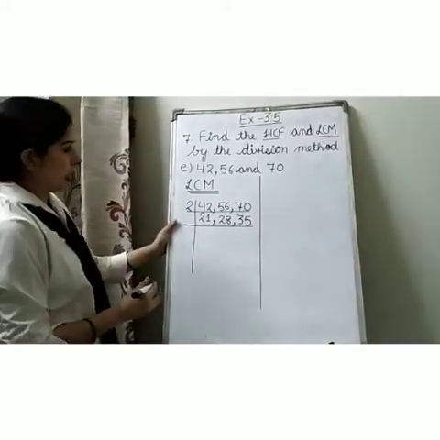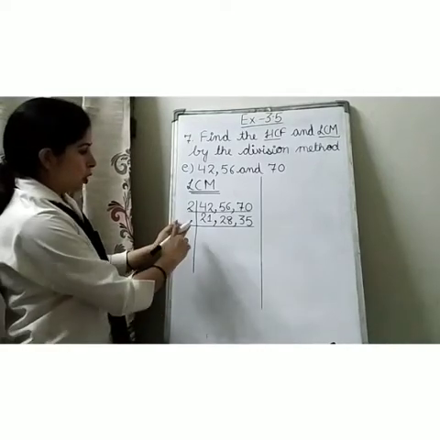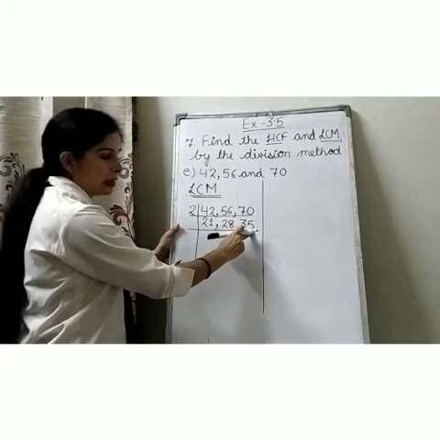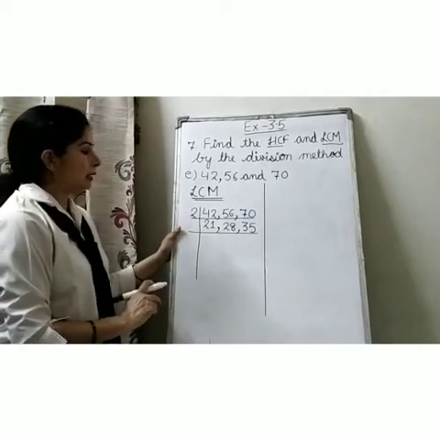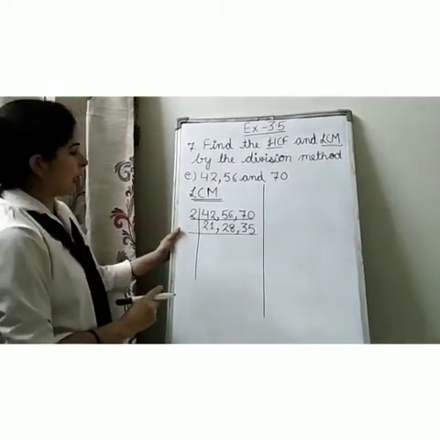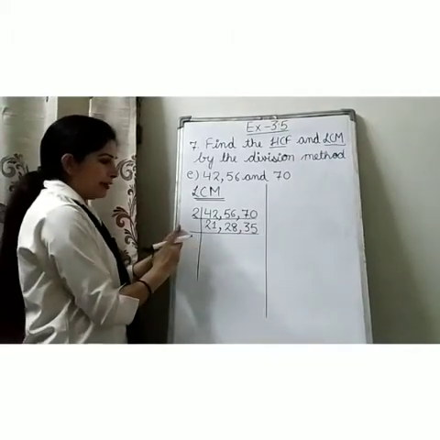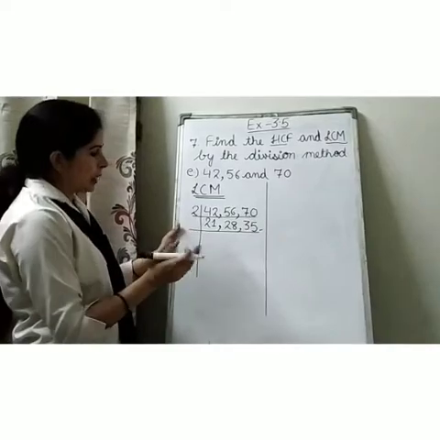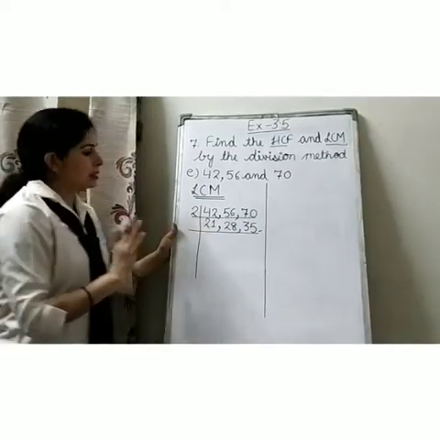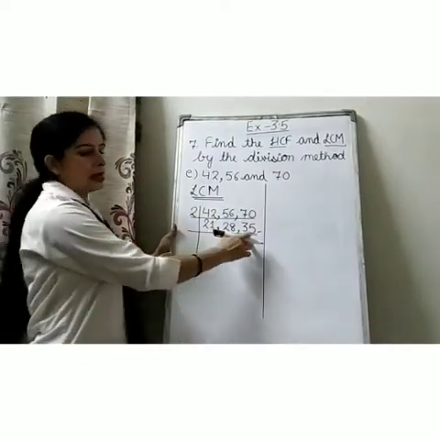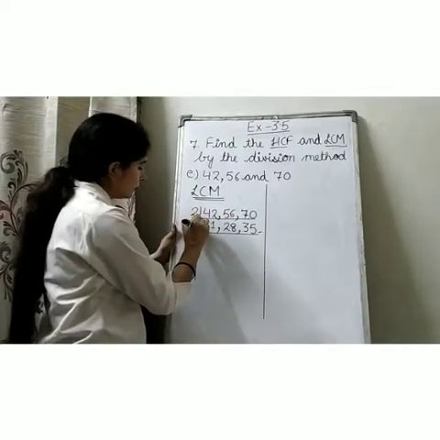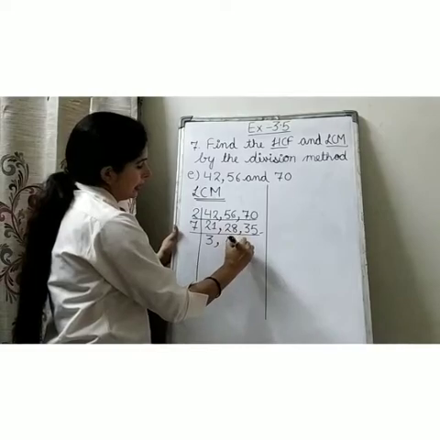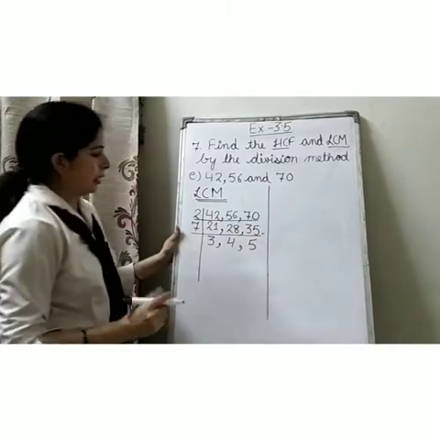Now we will check by 3. On 3's table 21 comes, but 28 and 35 cannot be divided by 3. So check by the next prime number 5. On 5's table only 35 comes. Then the next prime number is 7. On 7's table all these numbers come. 7 3s are 21, 7 4s are 28, 7 5s are 35.